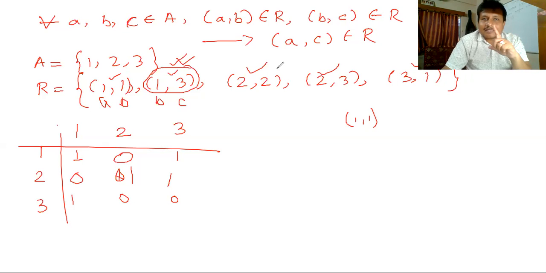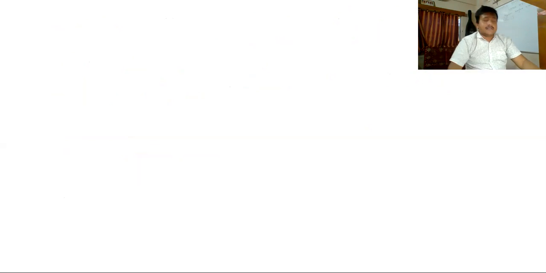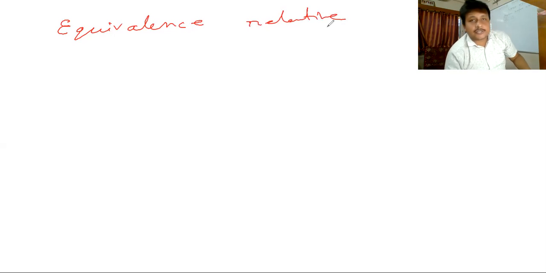Remember, you have to do the checking for every position, for every ordered pair in capital R. This will show that the relation is a transitive relation. Therefore, if a relation is reflexive, symmetric, and transitive, it is called an equivalence relation. There are many properties of equivalence relation. We shall learn it through MCQ.